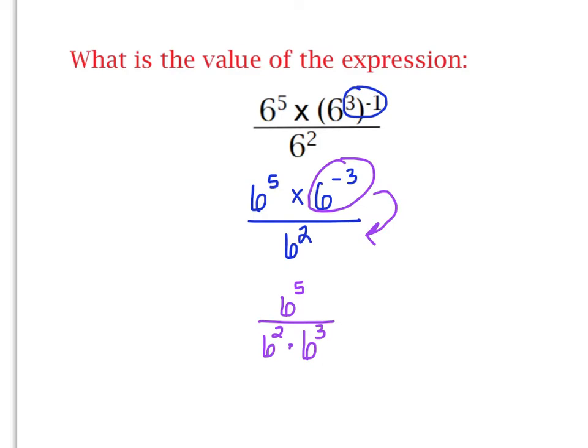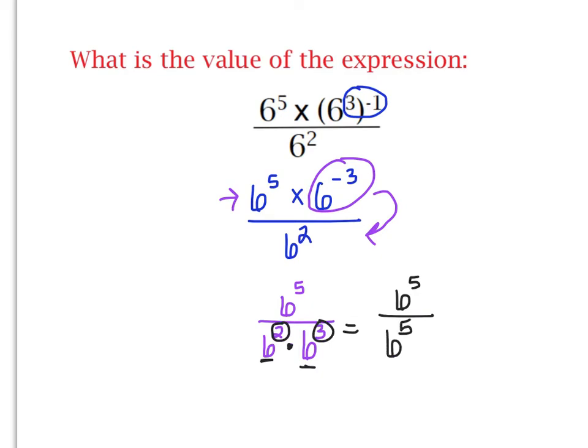The reason we don't have a 1 in the numerator, like we reviewed with our exponent rule, is because I already had something in the numerator. 6 to the 5th stays there. So now I see that I can simplify my denominator because I have like bases. So 6 to the 5th power is going to stay in the numerator.